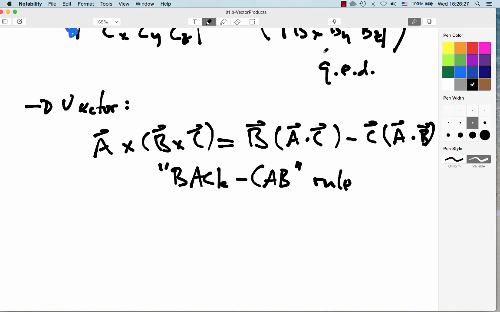Okay, so that's our treatment of vector products. In the next video, we will go into working on coordinate transformations.